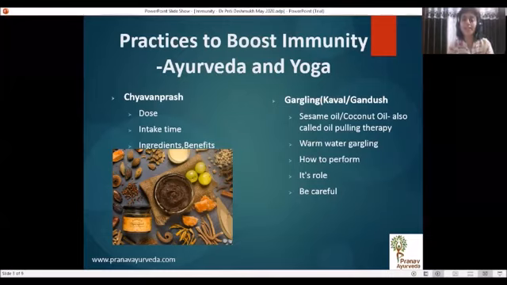Now let's see related to Chyawanprash. The dose of Chyawanprash is half to 1 tablespoon as per age. The intake time is early morning, empty stomach. It should be followed 15 to 20 minutes or half an hour later by milk or your regular breakfast. Diabetics should take sugar-free Chyawanprash.